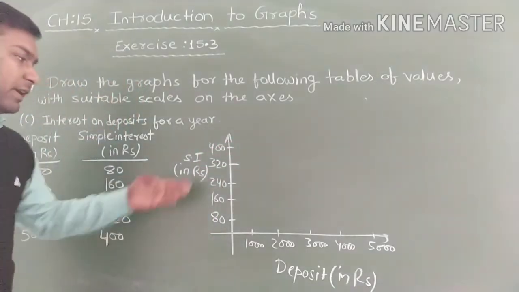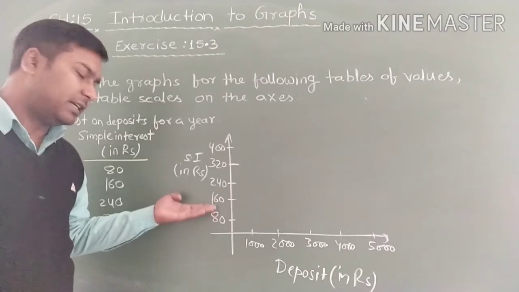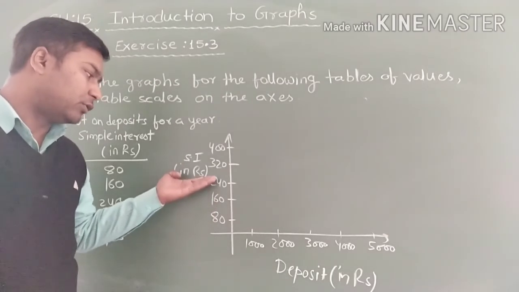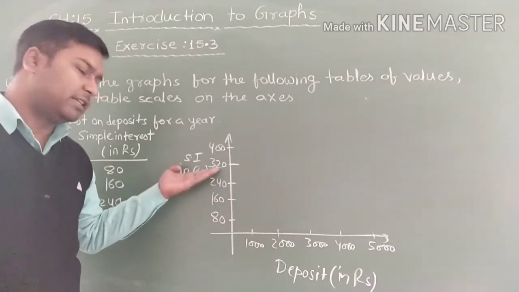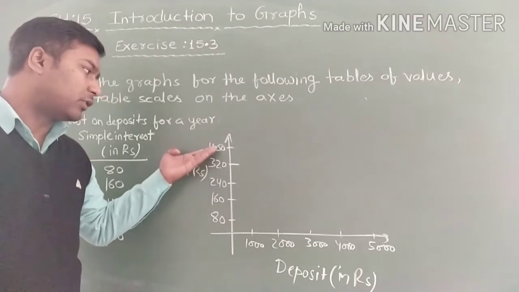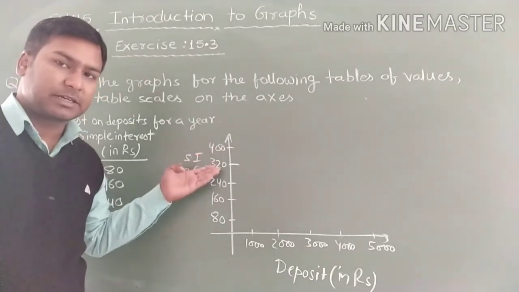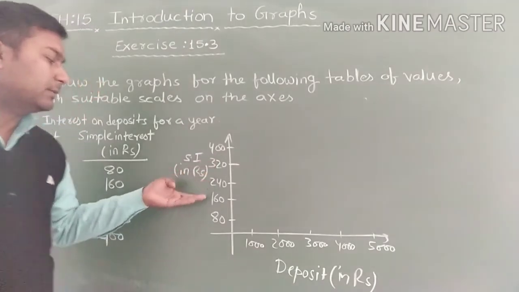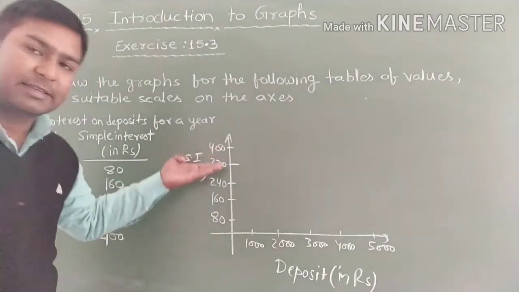Now we can see here 80 and 160, the difference is 80. Now 160 to 240, the difference is also 80. And 240 to 320, the difference is 80. Now 320 to 400, the difference will be 80. You can check by subtracting. So these are equal differences, so we can draw on the y-axis.